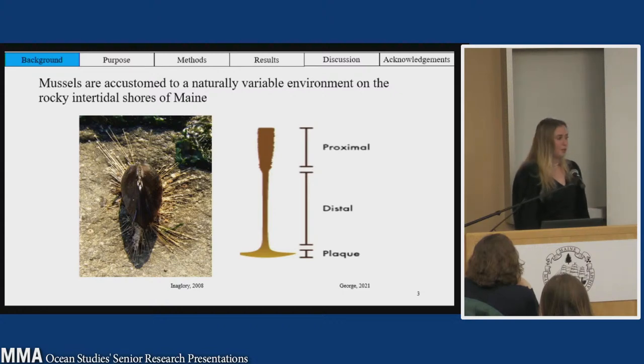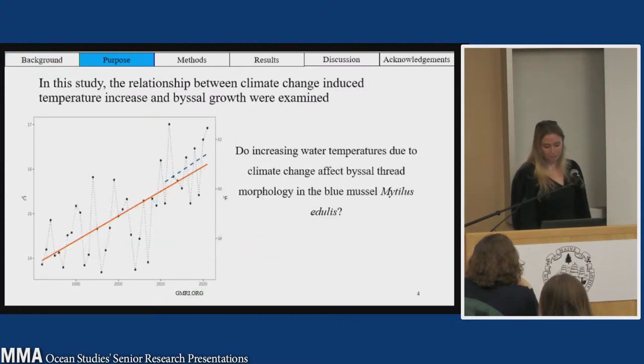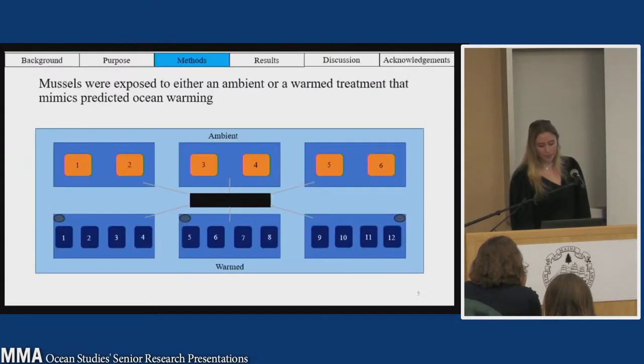It's been found that their production may be changing due to climate change. So the study aimed to analyze how byssal thread production changes in warmed waters. Negative impacts on byssal production could make blue mussels more susceptible to predation and weather exposure. So I hypothesized that increasing temperatures could decrease byssal thread production, length, and tensile strength in the blue mussel. And then I aimed to answer the question: do increasing water temperatures due to climate change affect byssal thread morphology in the blue mussel, Mytilus edulis?